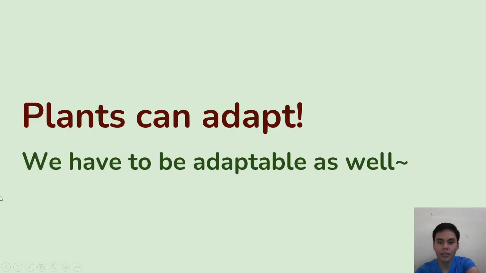So next, yes. So plants can adapt. We have to be adaptable as well. So there's many different plant structures that have many different functions that allow them to thrive even if they can't move around in their environment. So if they, who cannot move around, can adapt to their environment, then we, as people, as humans, should be able to do that as well.